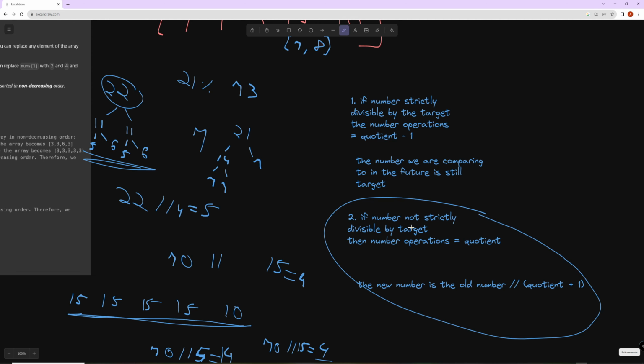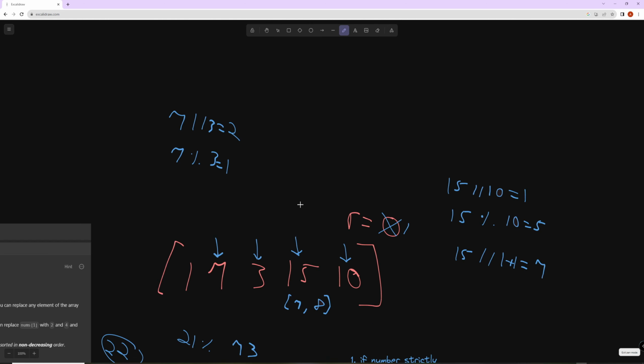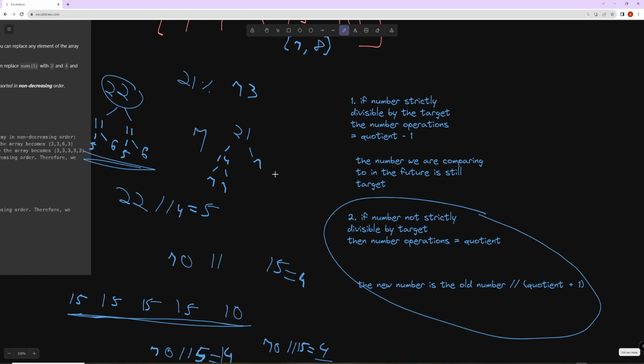And so if the number is not strictly divisible by the target, then the number of operations equals the quotient. And so the number of operations would be the quotient here, which is 2. So we're going to add 2 more operations here to our result. That's going to be 3. And then what's our smallest number? Well, let's take a look again.